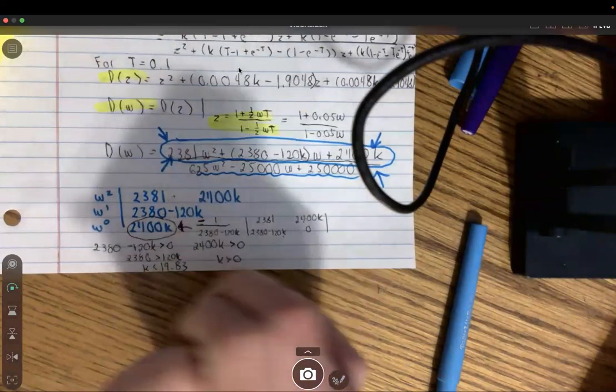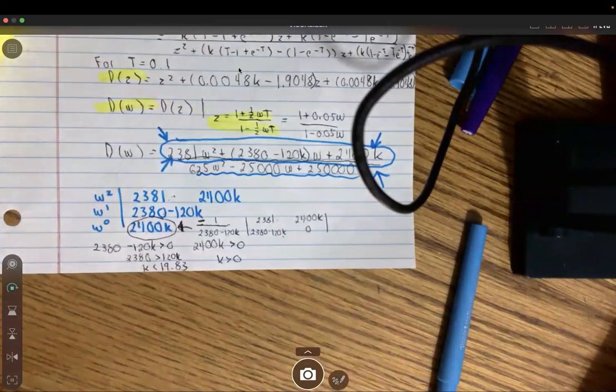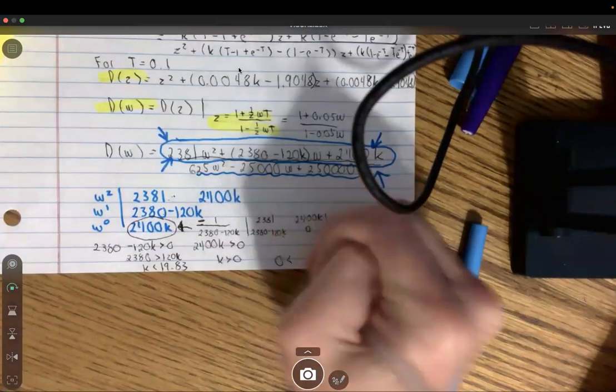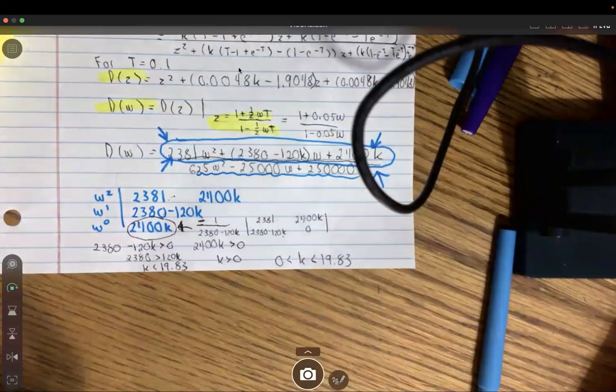So I think he made a mistake in his answers, because this would be less than 0. 20 is less than 0, 120K is 2380. Yeah, no, he made a mistake because ours makes sense. We have the same range, but his would give you the opposite range. So he made a mistake in his notes. So just be aware of that.